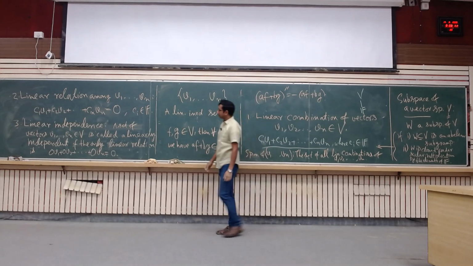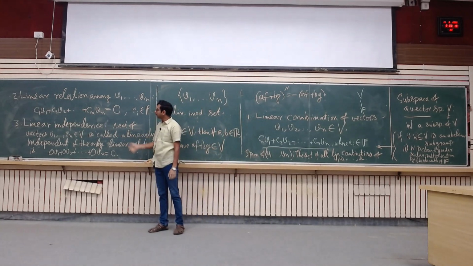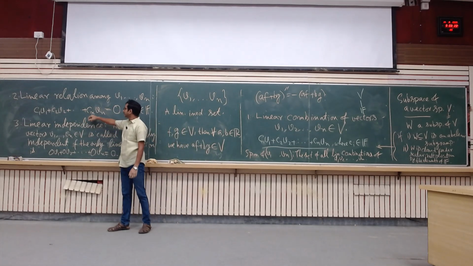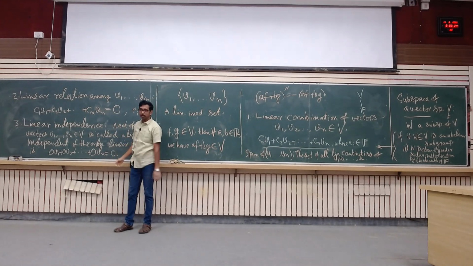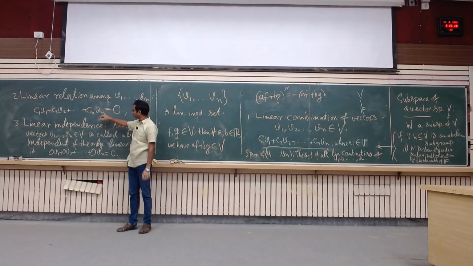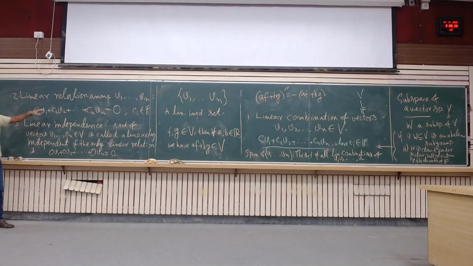In other words, the opposite is when you call the set linearly dependent: when such a relation exists with not all of them being 0, we call the set linearly dependent. Not all zeros at the same time. That is, you have a linear combination like this which is giving you 0, such that at least one of the coefficients is not 0.